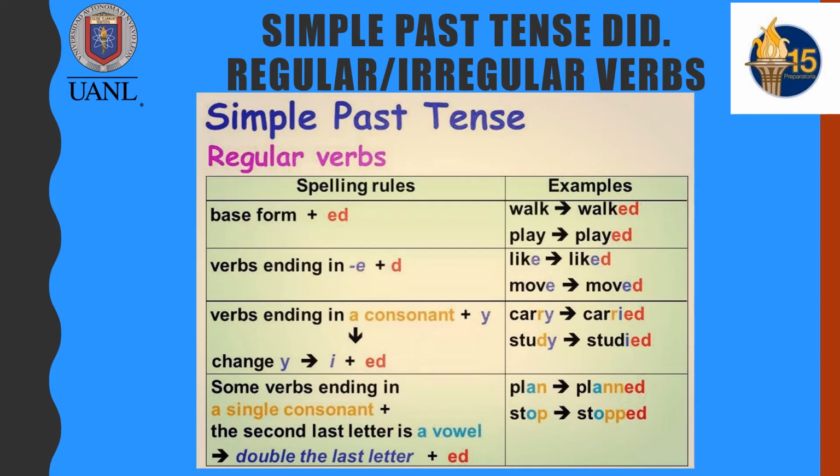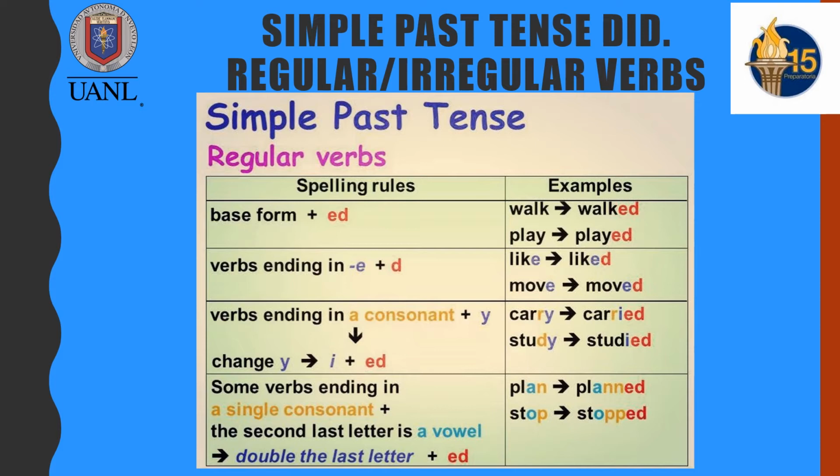Now we're going to continue with another topic, that is simple past tense, in which you're going to use the auxiliary did, but also you have to know regular and irregular verbs. This is also review. You have the notes in your notebook, right? Simple past tense, regular verbs, spelling rules. Yeah, with verbs you're going to add ed or d at the end of the word, right? And also you have to check the rules.